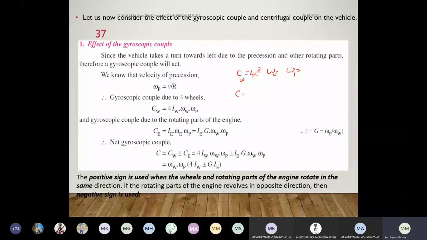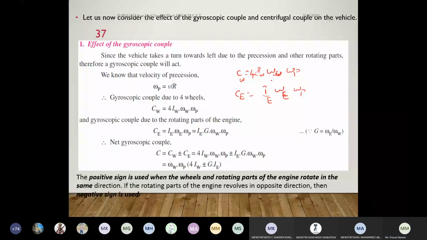Now the gyroscopic couple due to engine. What is the formula for this? Again, I omega s, omega p. Here I have the moment of inertia due to engine. Instead of omega s, I will write the angular velocity due to engine. Similarly, for wheels, I write IW, the moment of inertia due to wheels.